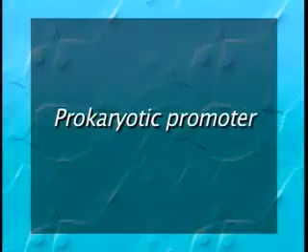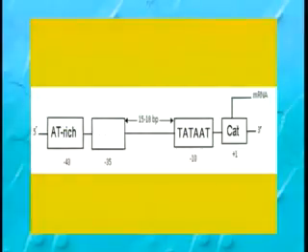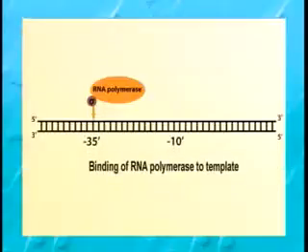Now, the prokaryotic promoter. In prokaryotes, the first region, which is highly conserved in most of the promoters, has a consensus sequence T, T, G, A, C, A. There are two regions, the -35 region and the -10 region, which are important in the prokaryotic promoter region.